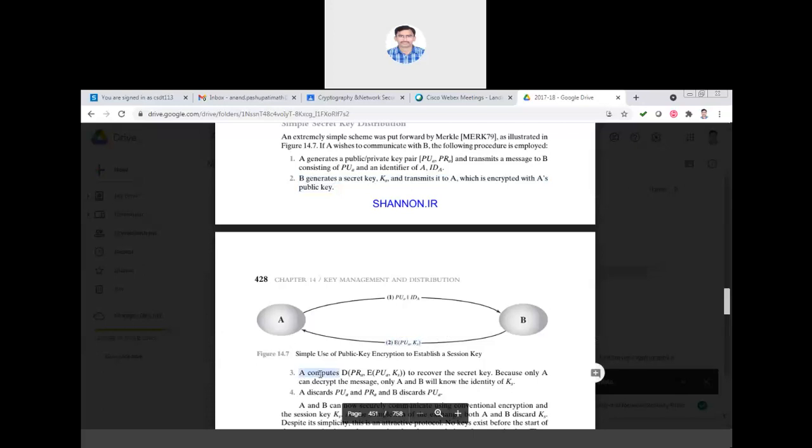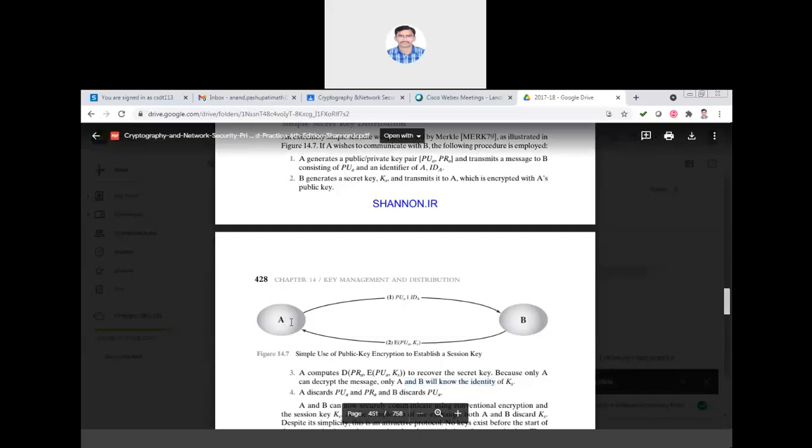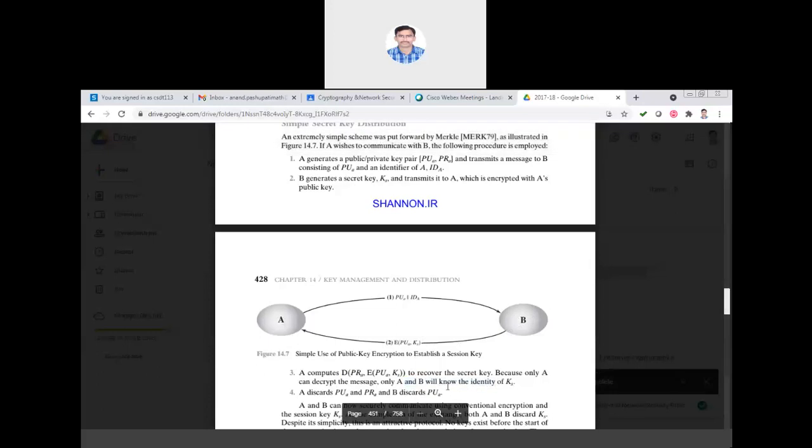Now A computes the decryption. If the message is encrypted using his public key, then only A could have decrypted it, right? We already know this. A decrypts using his own private key and gets to know KS. The moment A decrypts this transaction, A gets KS. We can call it a secret key because only A can decrypt the message. A will have KS after decrypting, and B sent KS, so B knows KS. Hence A and B both know the secret key.